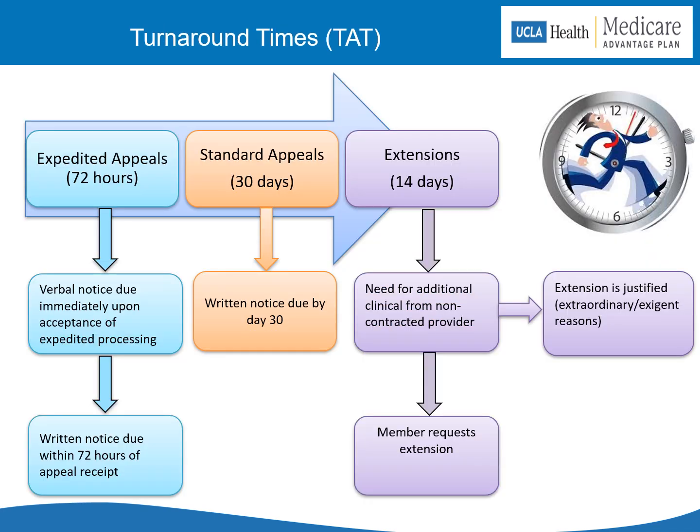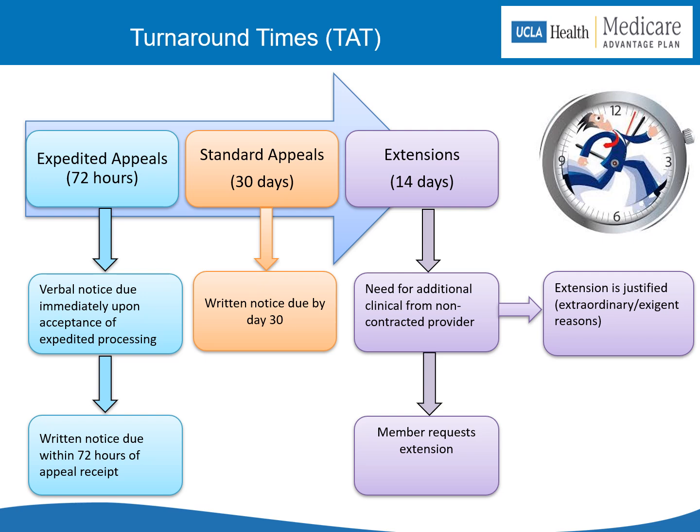Next, we're going to talk about turnaround times, known as TAT. This is going to be a very familiar and very important term for us. Turnaround times are basically our due dates. Expedited appeals are due within 72 hours. When an expedited appeal is granted, there's a verbal notice due immediately upon acceptance of expedited processing to the requester, and then our written notice or final outcome notice needs to be delivered within 72 hours of the appeal receipt date and time. Standard appeals hold a 30 calendar day turnaround time or due date, and the written notice is due by day 30.